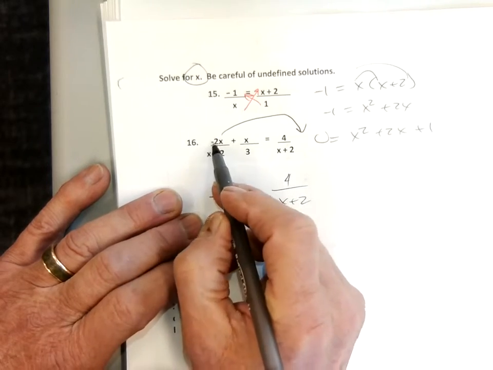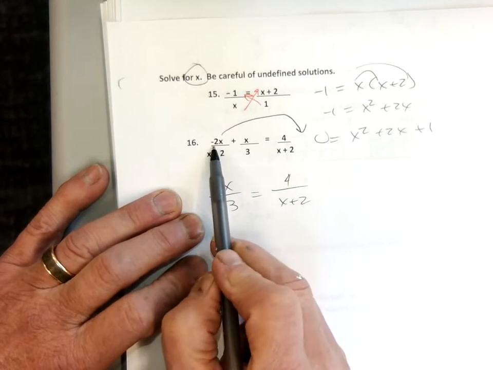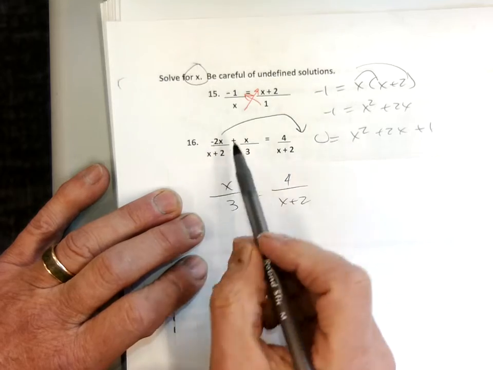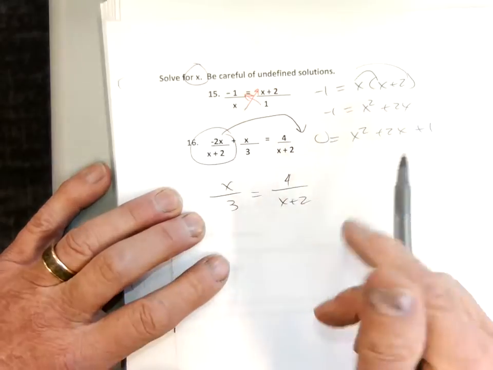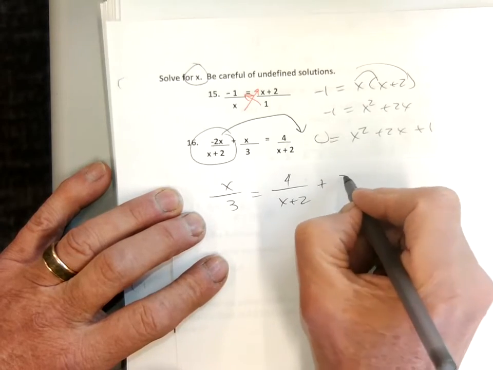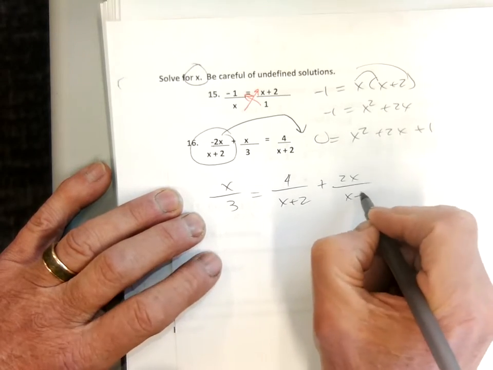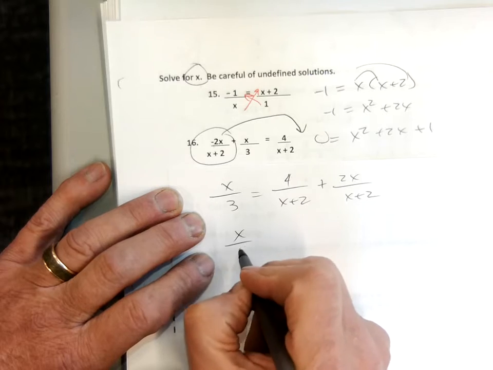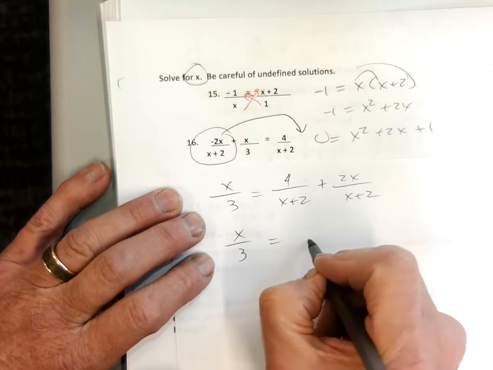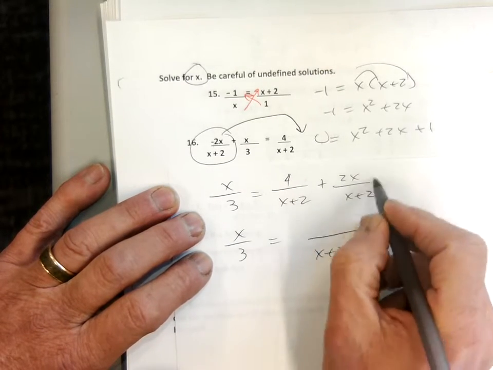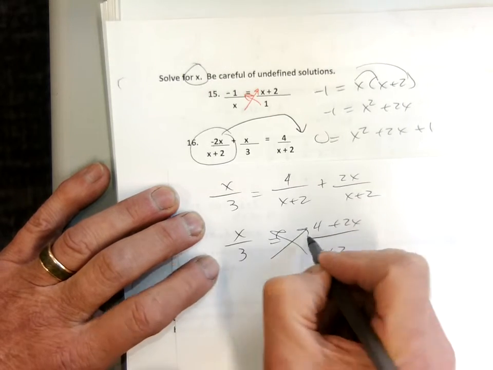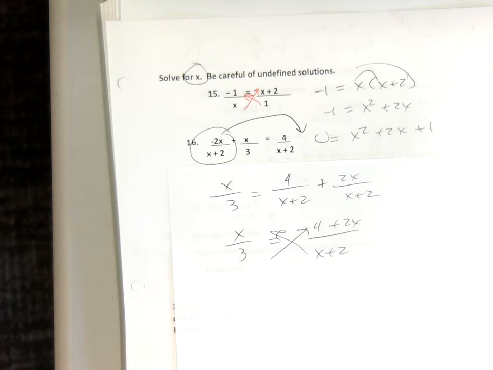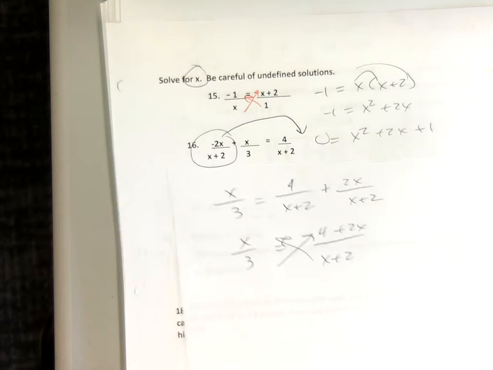Now to bring this over, it says negative. To bring it over, I'm going to add it. I'm going to add the whole thing because I see a common denominator. Add it. So go plus my 2x over my x plus 2. I'll have a common denominator, x plus 2. Then I'll have a 4 plus 2x. And then cross multiply. You might have to factor and solve, okay? You can do that. I know you can do that, okay?